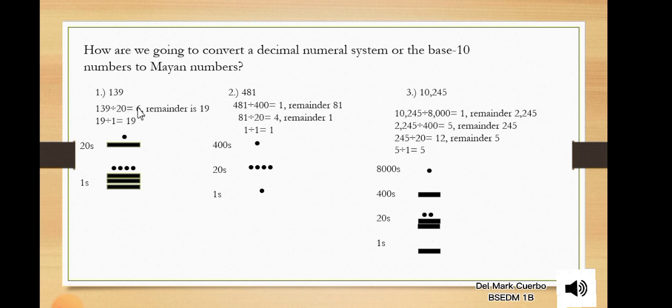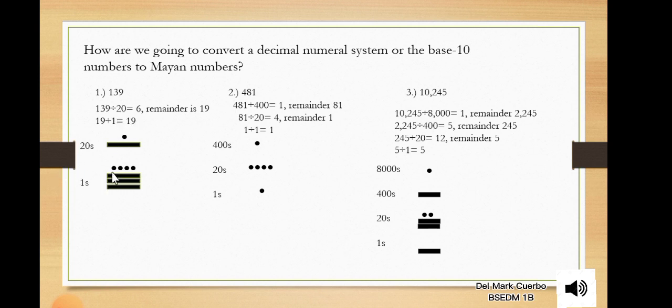So how are we going to write 6 in 20's place? We have here in 20's place a dot and a bar. Again, a bar represents 5 and a dot represents 1. So 5 plus 1 is equal to 6. So we have here 6 in 20's place, which is correct, right? So here in 1's place, we have 19. How are we going to write 19? We have here 3 bars, which represent 15, and 4 dots, which represent 4 units. So 15 plus 4 is equal to 19, and it's in the first place.